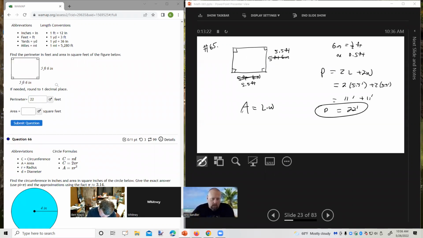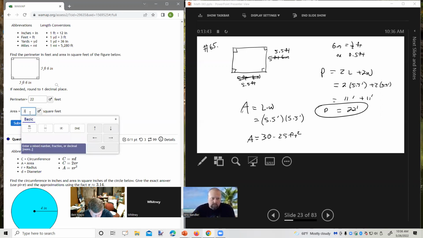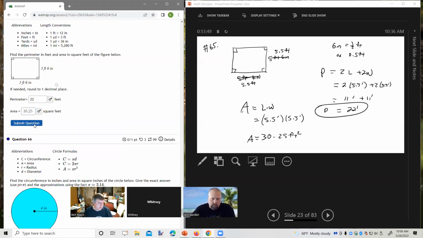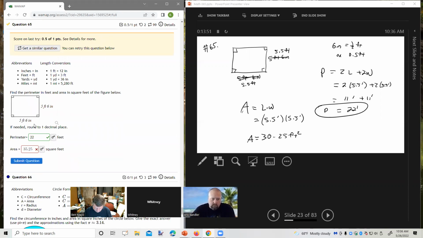would be the length times the width, which would be what, 5.5 feet times 5.5 feet. And if we take 5.5 times 5.5, we get 30.25 square feet. So the area would be 35.25 square feet. Oops. Oh, I wrote down 30 and then I put 35 there. My bad. Yeah. Undone by my own thing.